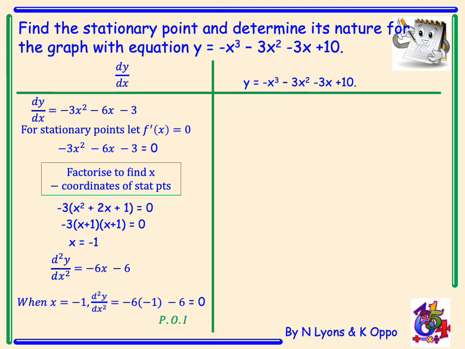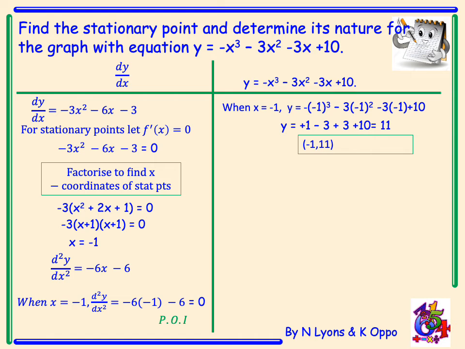But where is that point of inflection? So I'm going to take x equals minus 1 back up to the right hand side, back to the function y equals minus x cubed minus 3x squared minus 3x plus 10. And I'm going to sub in x is minus 1 into that equation. Now double check that for me, but you should get y equals 11. Now that tells me I have a turning point at minus 1, 11.